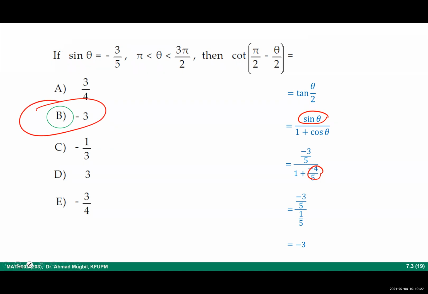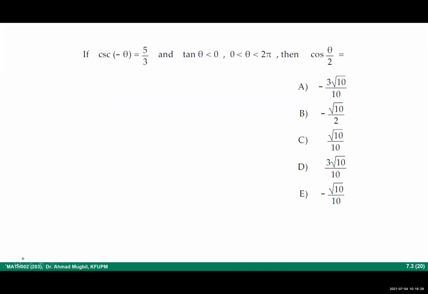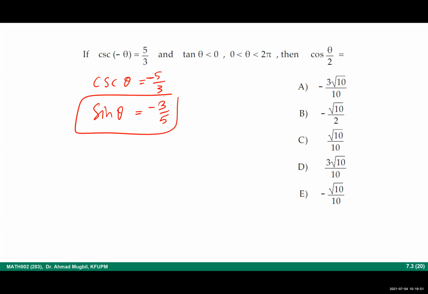Let me just, in the last minute, mention the last example, and it is similar to what we have had before. Cosecant of negative theta, what is this? This is negative cosecant theta because it is odd. So this means that cosecant theta is negative 5 over 3, and sine theta is the reciprocal, so it will be -3 over 5.